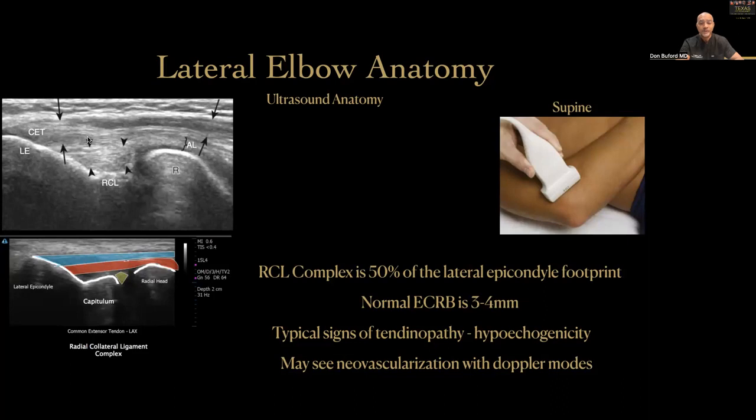The normal ECRB is about 3 to 4 millimeters thick. A typical sign of tendinopathy, in addition to the hypoechoic signal that we've talked about, would be a thicker tendon. So if that ECRB is 5 or 6 millimeters thick, a lot of times that indicates inflammation, and that can be another tip-off that there's pathology there.